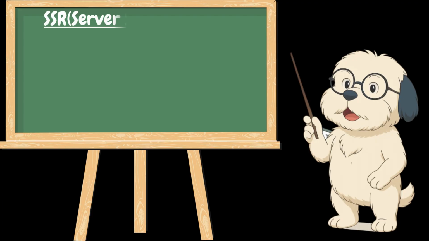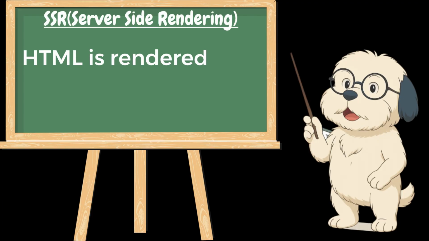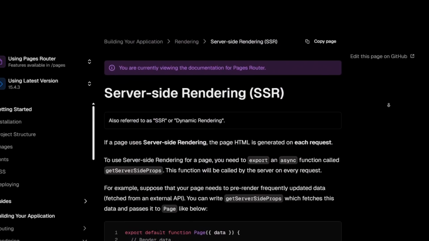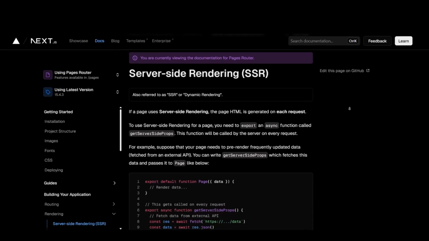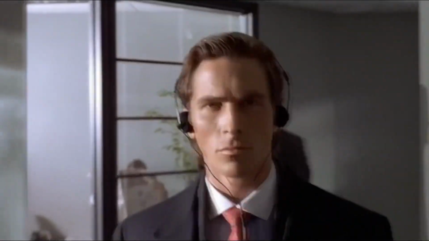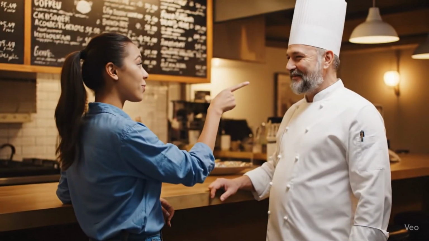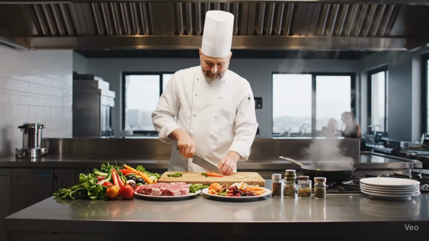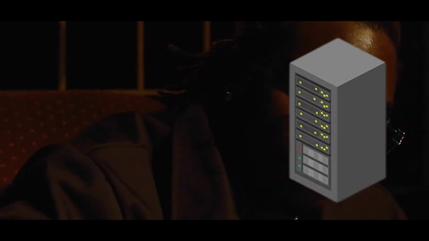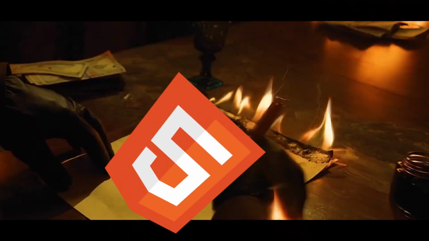So let's begin. SSR, aka server-side rendering, means that HTML for your page is rendered fresh by the server on every request. What? Now that is how the Next.js docs define it, but let me make it make sense. Imagine this, you walk into a restaurant, you place an order, sit back and wait. The chef cooks your meal from scratch, hot and fresh, and serves it right to your table. That is SSR. Your server fetches the data, renders it into a page and hands it to your browser.